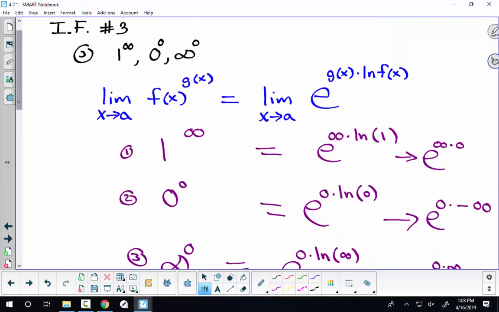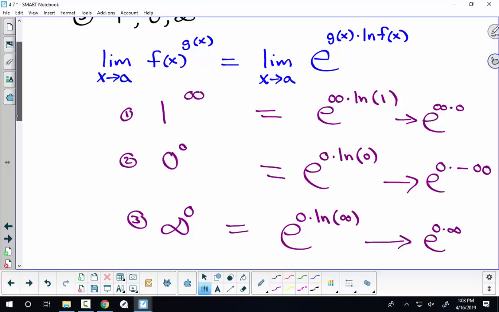If we evaluate a limit directly and we get one of those three forms, then it's crucial to rewrite the function f of x to the g of x as e to the g of x times the ln of f of x. So that's the inverse property of natural log and e. And then we're using the logarithmic property to pull the power of g of x down front to multiply the natural log.